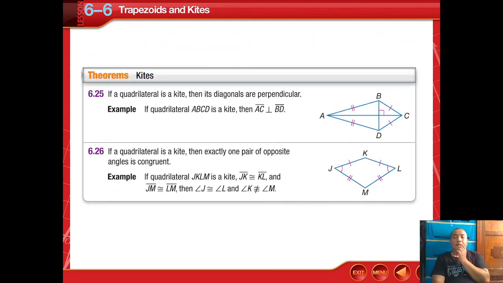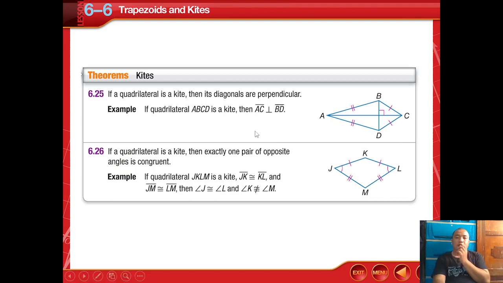Okay, we're now through with the trapezoids, the different properties of trapezoid. Now we proceed to kites. So theorem 6.25. If a quadrilateral is a kite, then its diagonals are perpendicular. So in a kite, just like the rhombus, just like the square, its diagonals are perpendicular. So we have here a kite, ABCD, and the diagonals AC and BD, they are perpendicular. Now, theorem 6.26: if a quadrilateral is a kite, then exactly one pair of opposite angles are congruent.